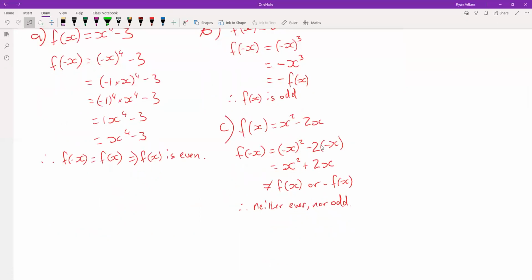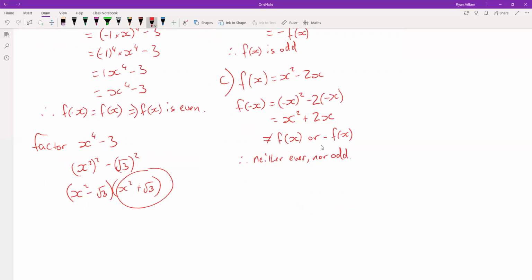Firstly, let's factorize this x to the 4 minus 3. What's that going to look like? Well, that's going to be x squared minus the square root of 3 squared. Difference of two squares. Great. So that's going to be x squared minus root 3, times x squared plus root 3. And that one we can't do anything about, but this one we can. We can't do anything about the other because that's not going to be a zero.